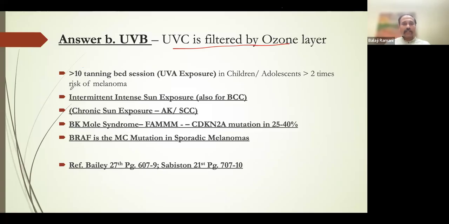Intense intermittent sun exposure is important for both BCC and for melanoma. Both of these are important. The type of sun exposure determines it. Chronic sun exposure, as I already said, is to do with actinic keratosis and your squamous cell carcinoma. And then, is UVA safe? No. With UVA exposure, especially more than 10 tanning bed sessions in children and adolescents, there is a 2 times increased risk of developing melanoma. So even your tanning bed exposure is dangerous.